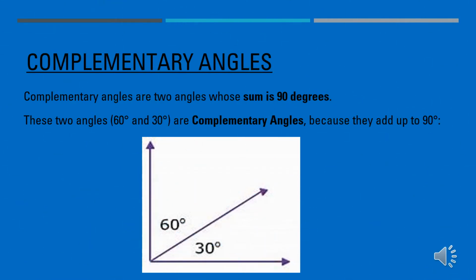So complementary angles are those angles whose sum is 90 degrees. As you can see in the figure, the two angles are forming complementary angles because if we take their sum, the sum will come to 90 degrees.